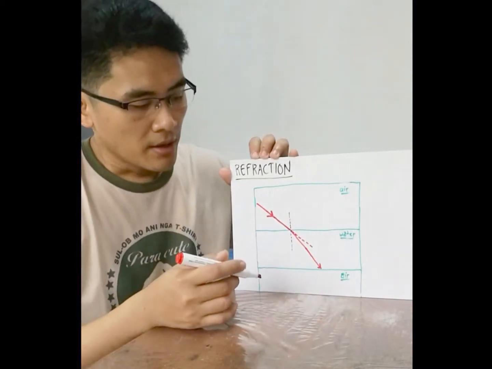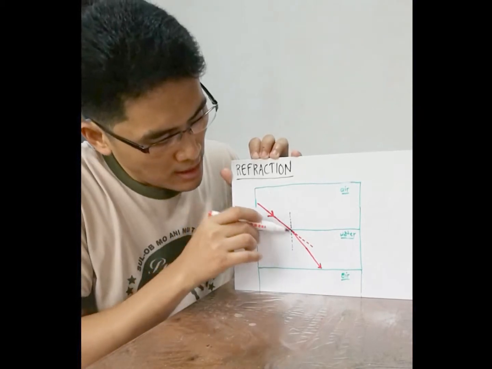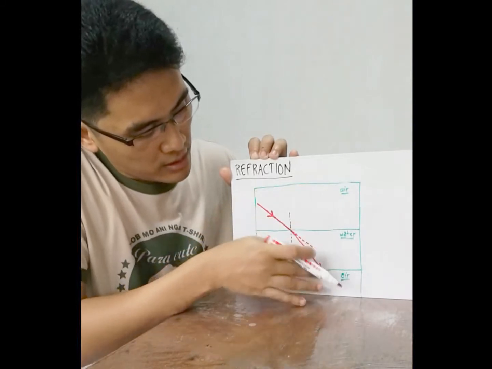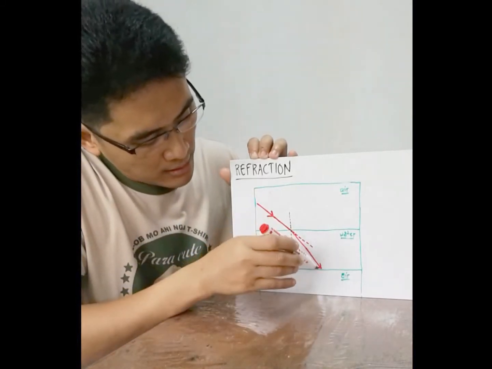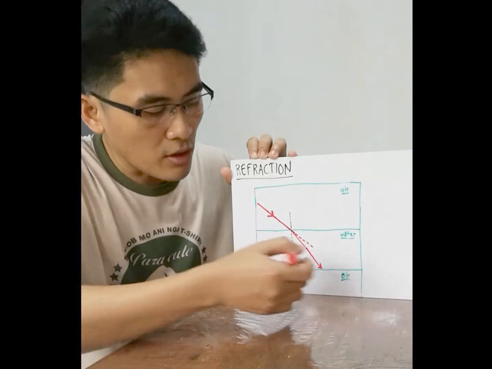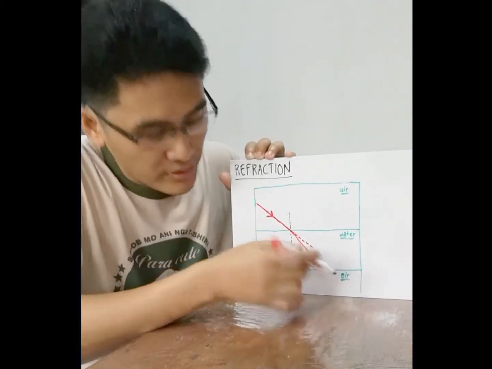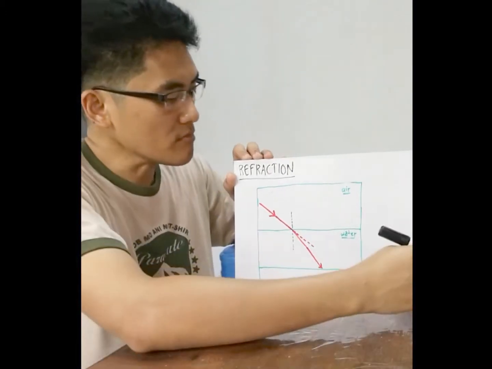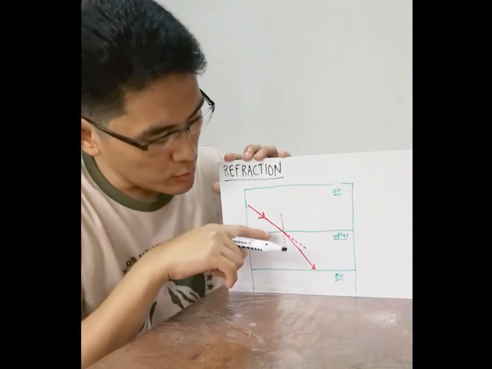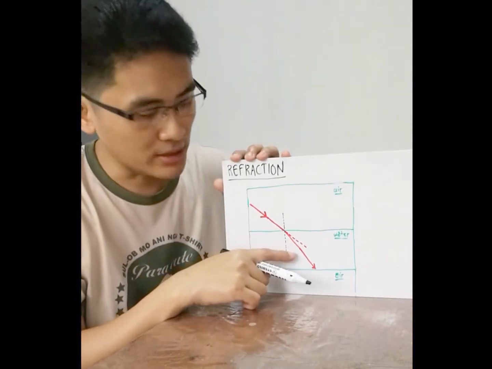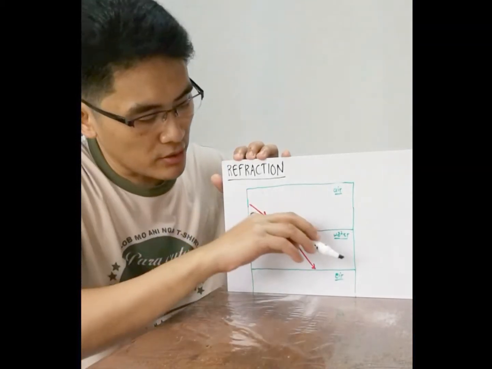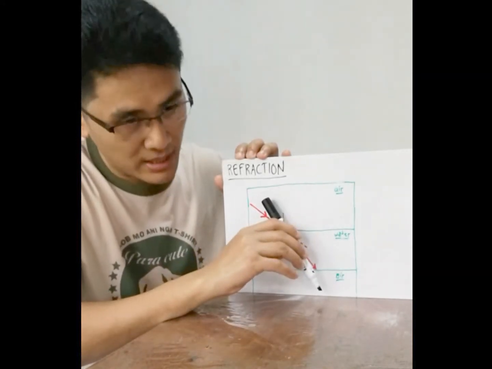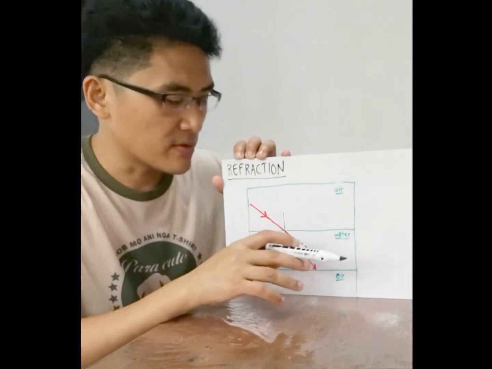Okay? Now, as it enters another boundary from water to air, because this is air, water, and air, it again bends, right? As long as it enters the boundary at an angle, it will again bend. But this time, it will be doing the opposite of what it did here, which is instead of bending towards the normal line, now it will bend away from the normal line.